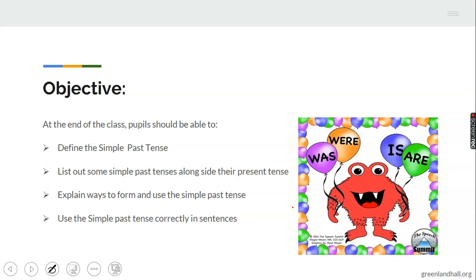At the end of this class, I expect you to be able to define the simple past tense. You should be able to list out some simple past tenses alongside their present tenses. You should be able to explain ways to form and use the simple past tense. How do we form them and how do we use them? Then you should be able to use the simple past tense in sentences correctly.